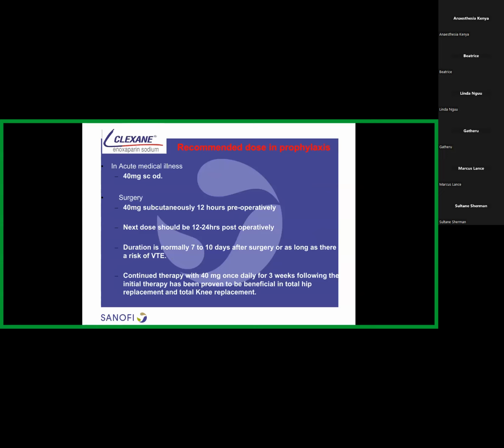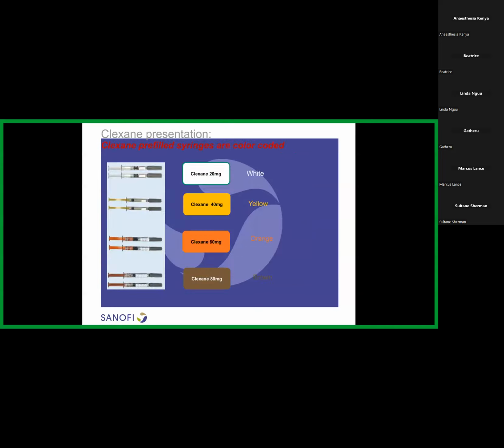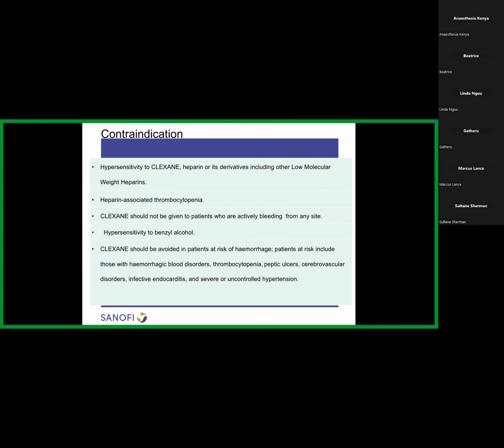So these are some of the doses. We have Clexane 40, which I know is what we mostly see, our most commonly used prophylactic dose. We have also other doses. We have Clexane 20, which comes in color code white. We have Clexane 40, which comes in yellow. Clexane 60 and 80 are usually orange and brown, and these are our treatment doses that you can give for your patients who are diagnosed with DVT for treatment. And this treatment is usually twice a day, BD, while using Clexane.